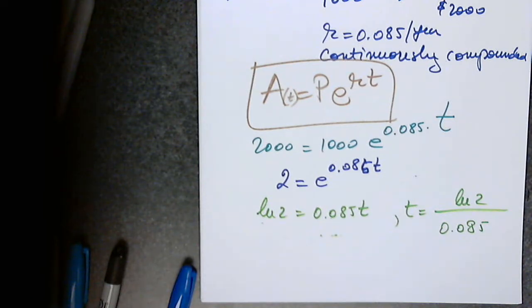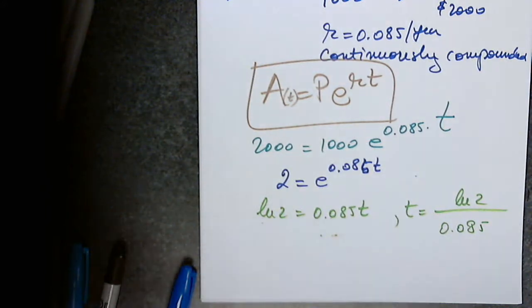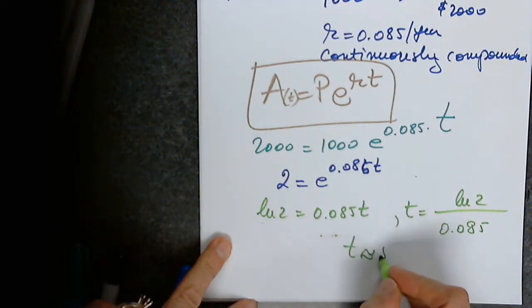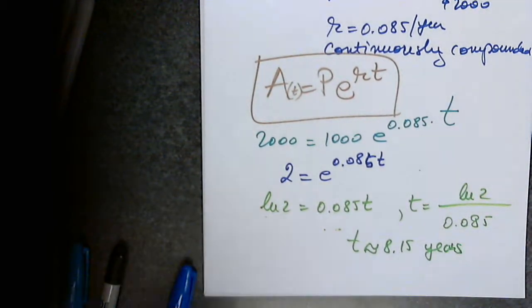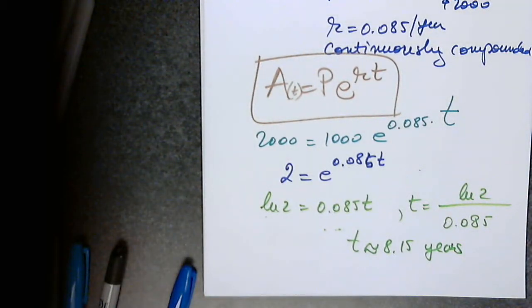Natural log 2 divided by 0.085. So in a little bit more than 8 years, 8.15. So t is approximately 8.15 years. Good. Anything else before we go on to the last section?